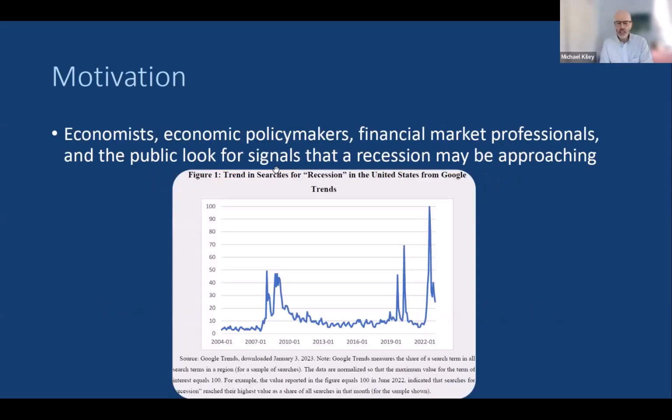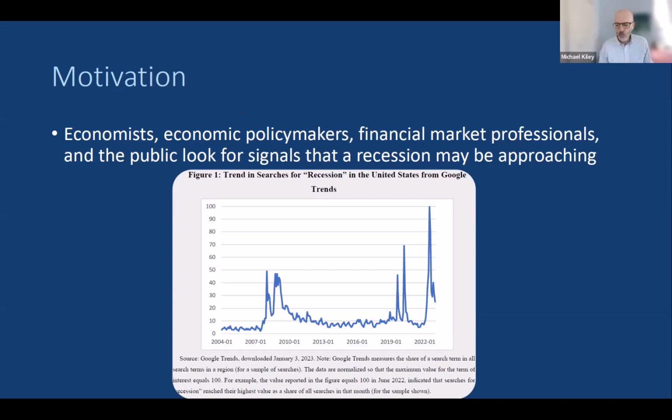So what's the motivation? What am I looking at today? In this audience, or even on this topic, I don't think there's much need to motivate why one should look at predictors of recession. But the basic idea is that many people, research economists, certainly policymakers, financial market professionals, and the general public are very interested in signals regarding whether a recession may be approaching.